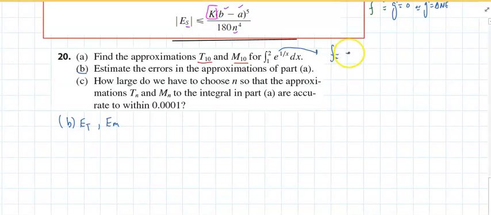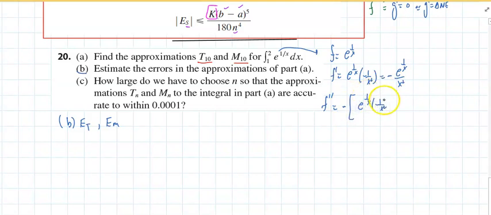Well, if f equals e to the 1 over x, f prime will be e to the 1 over x times negative 1 over x squared. So that is negative e to the 1 over x divided by x squared. If I take a second derivative, that would be negative derivative of the top times the denominator minus the top times derivative of the denominator, all over the denominator squared. So this second derivative would be negative, since that's a negative, it will become a positive.